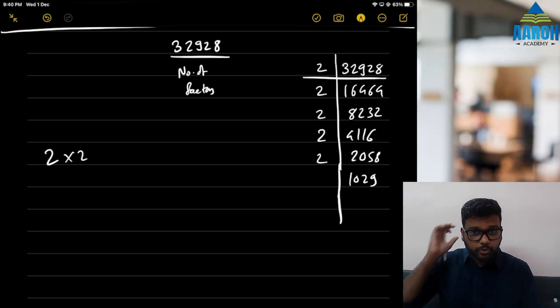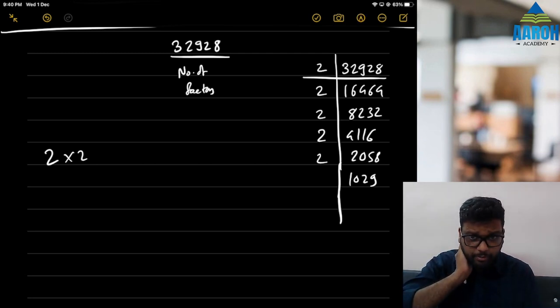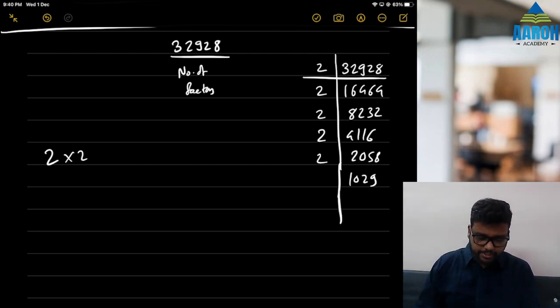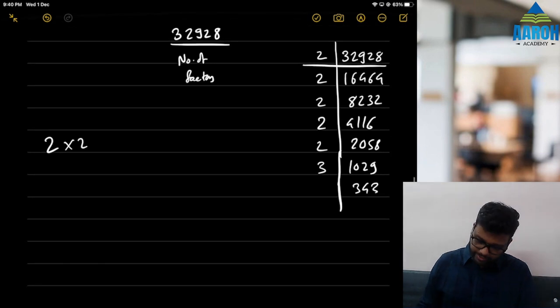Now we cannot divide by 2. Let's say if it can be divided by 3. Yes, sum of digits is divisible by 3. That means it can be divided by 3. We get 343. Now 343 is 7 cube, right? So it is going to be 7, 7 and 7.